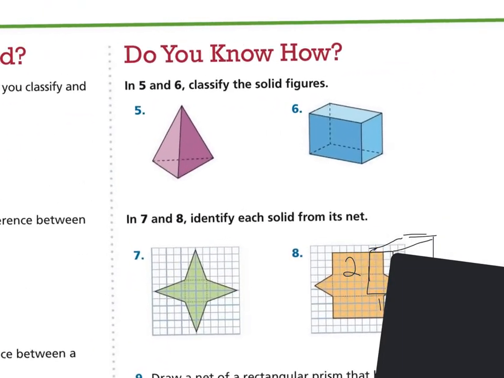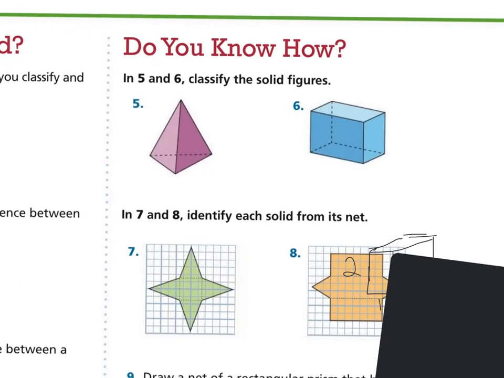We look at number 5, they want us to classify these. So again, we're looking at number 5, thinking about first of all if it's going to be a prism or a pyramid. We can see this one coming to a point, so it is going to be a pyramid. And then we look straight down from that point, look at what the side is, what shape that is, and it's a triangle, so that would be a triangular pyramid.